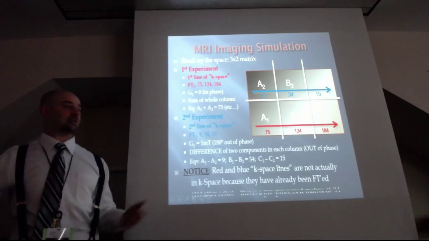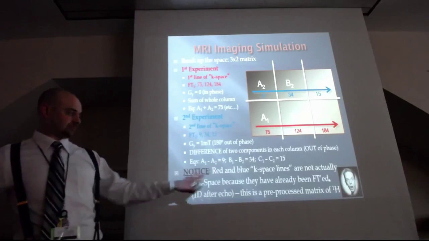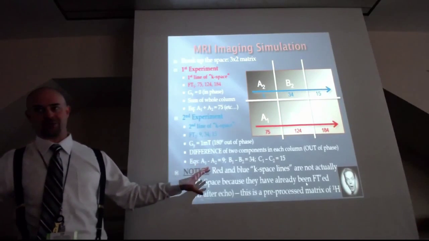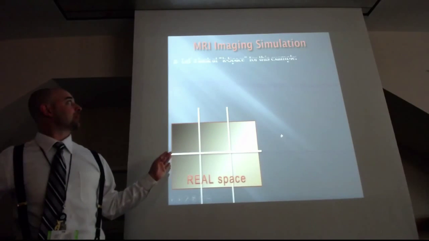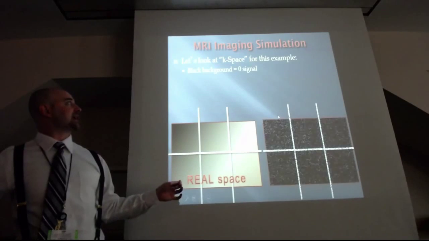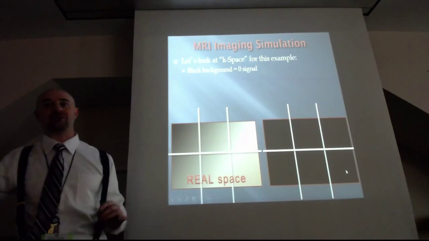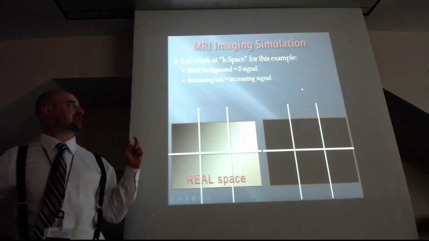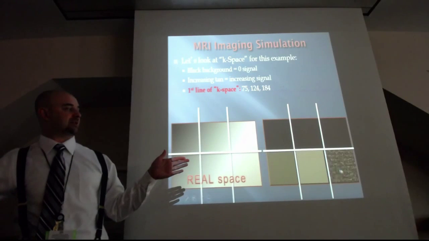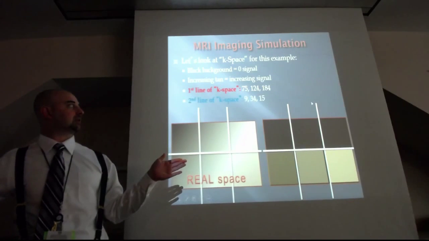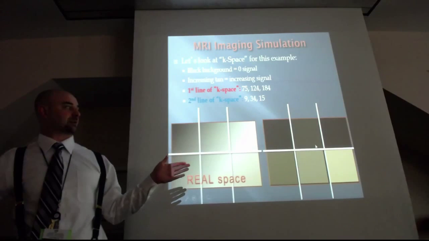Now, look at this. We have all these different equations. Again, just reminding you, it's not real k-space. But we have all these equations. And if we look at k-space, so say a black background is 0 signal. This is the pseudo k-space. And increasing tan is more signal. When we plot these in, we can kind of see that it does not look like the real space, right?